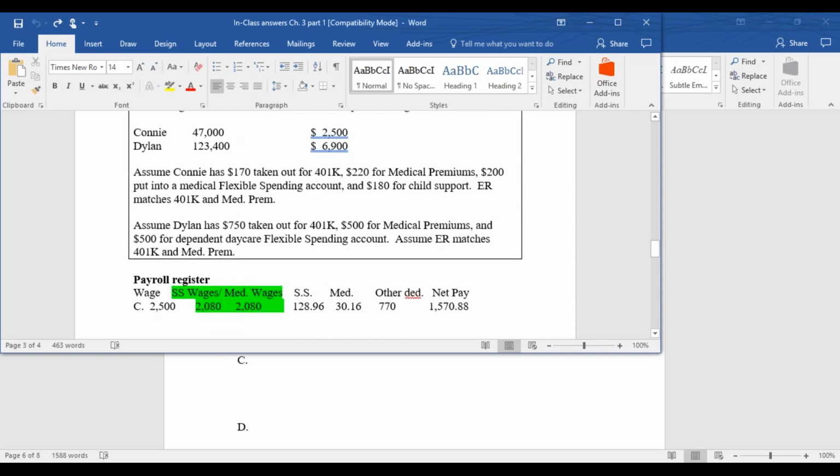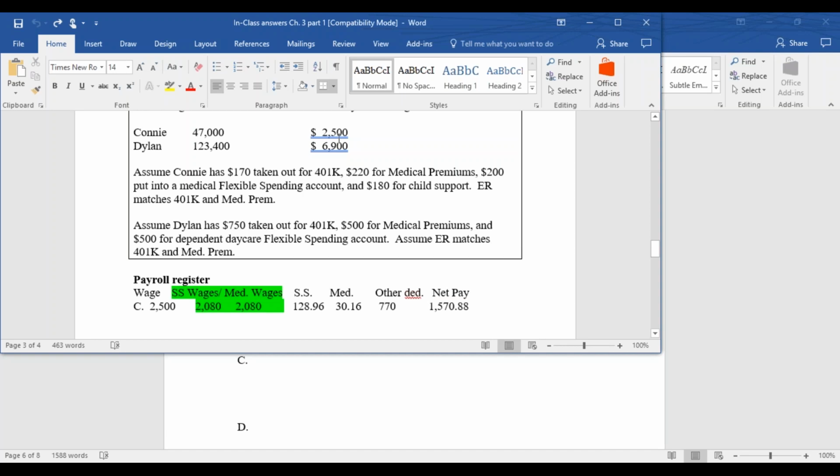The first thing that will come, let's look at Connie. Out of the 2,500, that's her gross wage, and we're going to put that in the first line for Connie. Now we have this 170 that Connie has taken out for 401k. That's good to know, and we're going to need to know that. But for FICA purposes, she can't deduct that amount from her taxable wages. Medical premiums we can deduct.